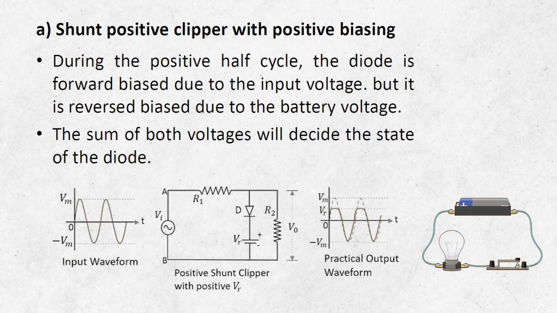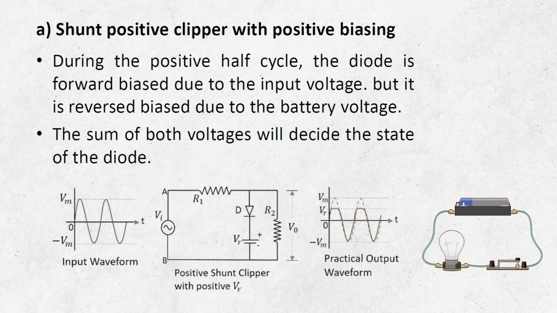So, let us first see the working of the shunt positive clipper with positive biasing. During the positive half cycle, the diode is forward biased due to the input voltage, but it is reverse biased due to the battery voltage, and this is shown in the figure. Here a positive biasing is applied in such a way that the positive of the battery is connected to the N terminal of the diode. So, this forms the shunt positive clipper with positive biasing.